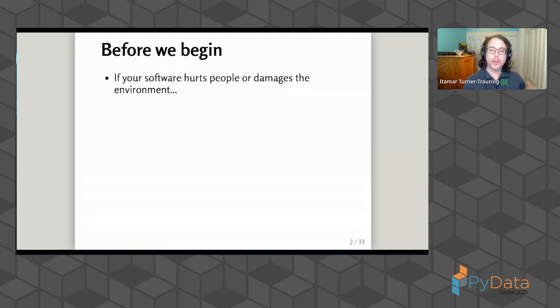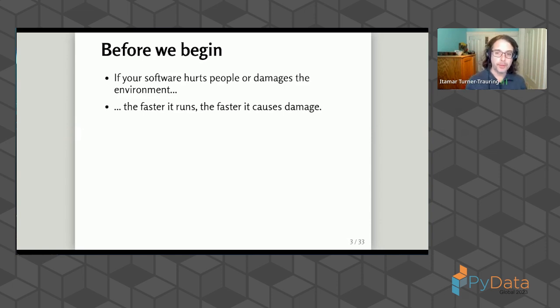Before we start talking about software performance, the sort of thing you should be thinking about even before that is whether or not the software you're writing should exist at all. If the software you're working on hurts people, if it damages the environment, then if you make your software faster, you're just causing damage faster.